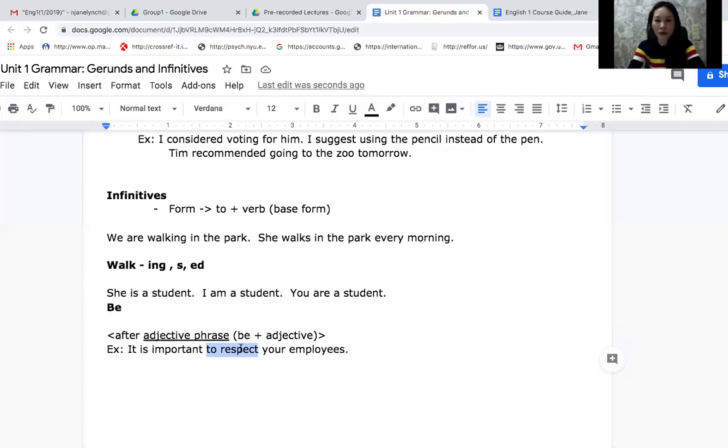So this form, don't forget, respect as a verb, but we have to use it as a base form of the verb. The base form of respect is respect. So it means you cannot say it's important to respecting. That's wrong. So don't add anything to it. Don't add s, don't add ed, don't add ing. So we have to use the base form only.